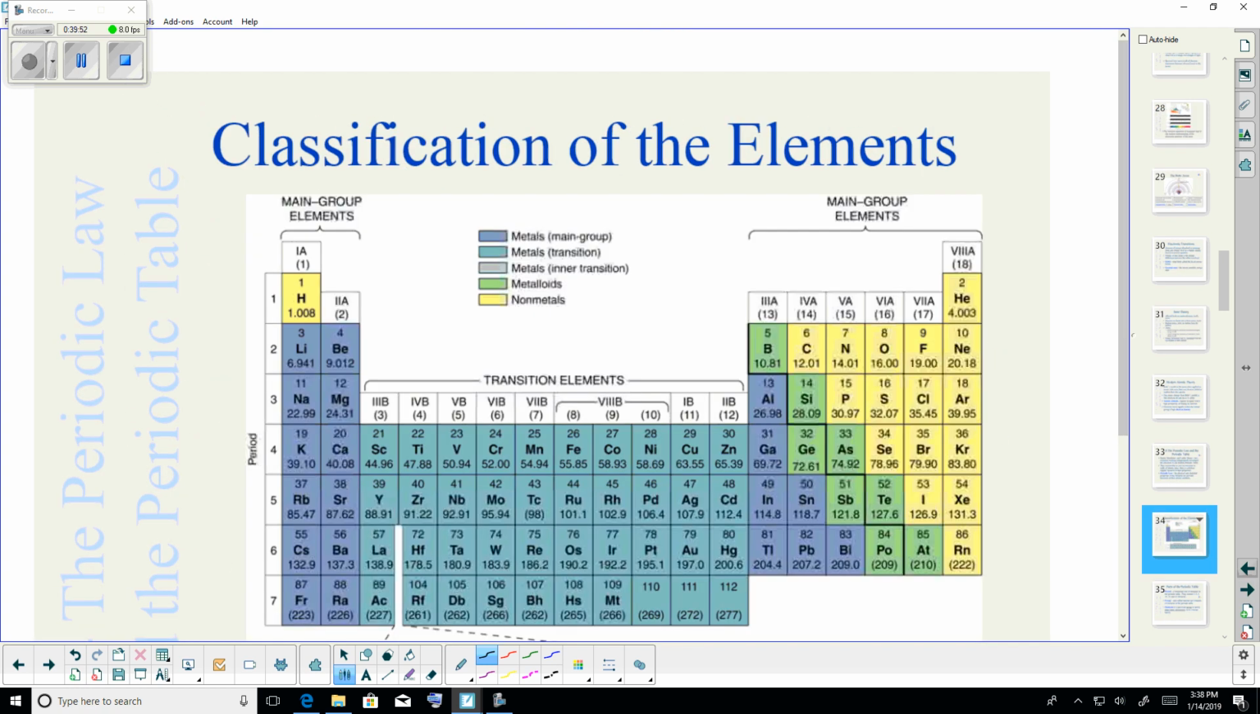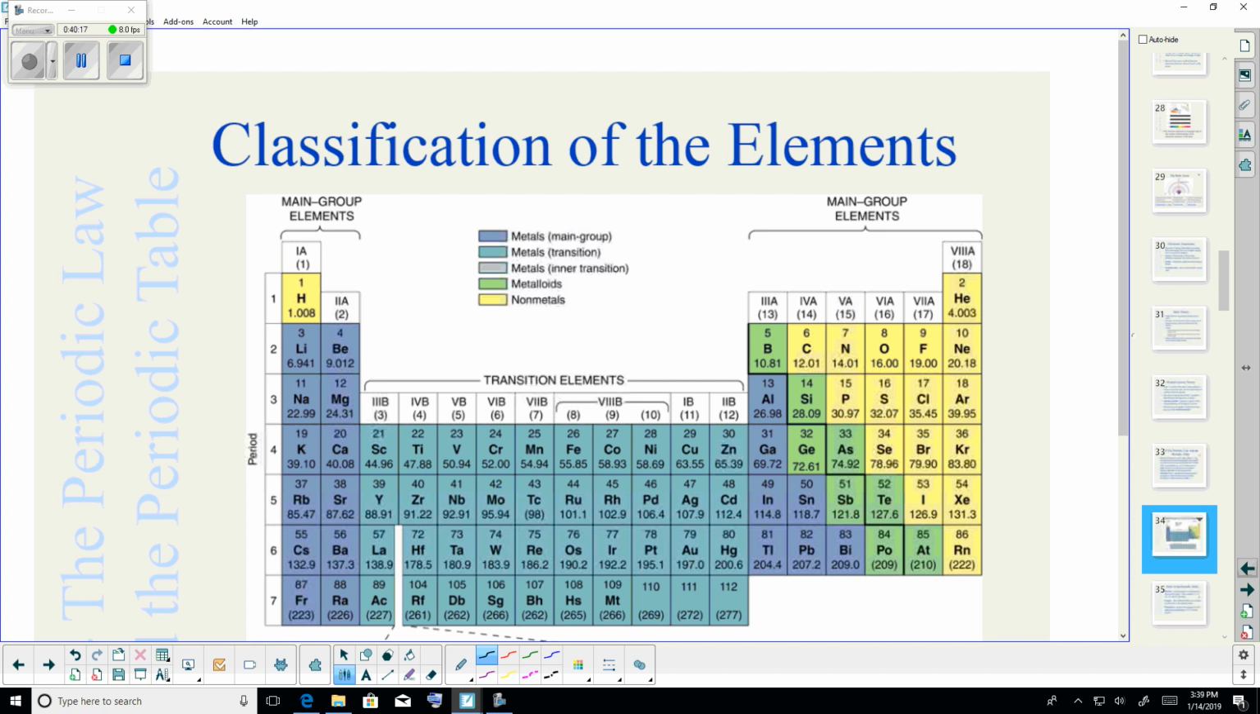So here's the periodic table. Now, if you took chemistry in high school, I know one of the favorite things for the chemistry instructor to do is have you memorize the periodic table. Don't bother. It's a waste of time. You have one. Learn how to use it. It's a map.